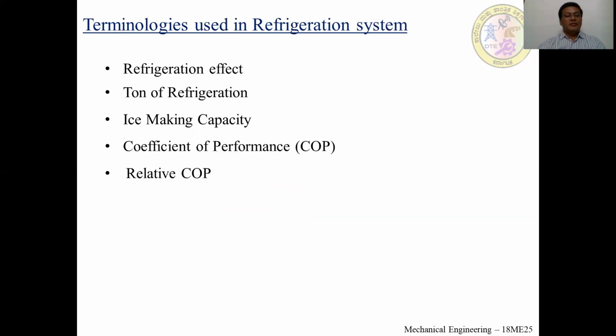These are the different terminologies used in the refrigeration system. Those are nothing but refrigeration effect, ton of refrigeration, ice making capacity, coefficient of performance COP, then relative COP. Now we'll try to understand each term. First one is refrigeration effect.